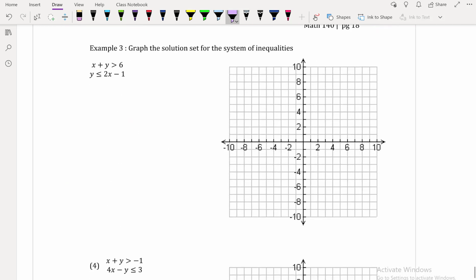So let's try this again, except now we're going to have the system. Let's think about this bottom one since it's already isolated for us. I have y is less than or equal to 2x minus 1. Perfect. I know the y-intercept. That's at (0, negative 1). Now, this also tells me that my slope is equal to 2 over 1. So I'm going to go up 2 and to the right 1.